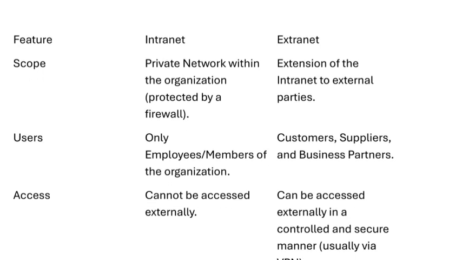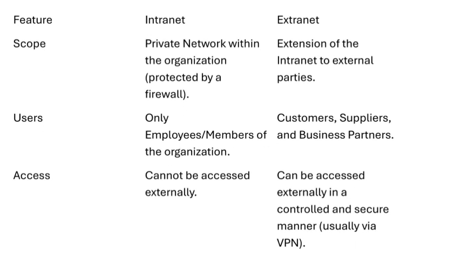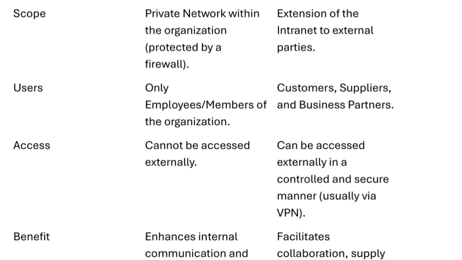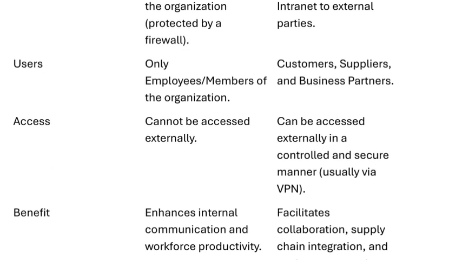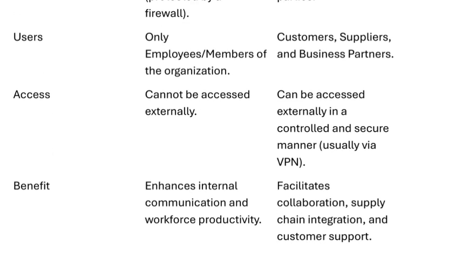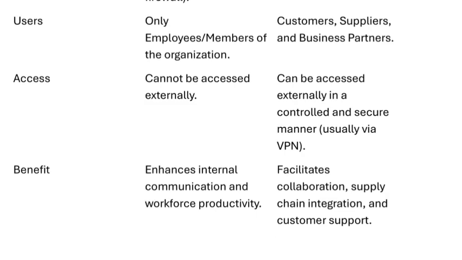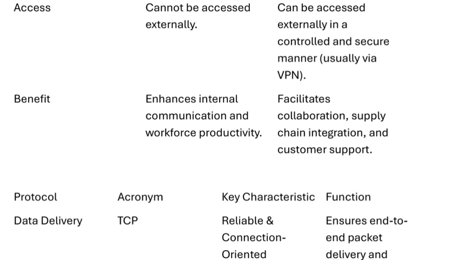Feature: intranet and extranet. Scope: an intranet is a private network within the organization, protected by a firewall; an extranet is an extension of the intranet to external parties. Users: the intranet is for employees/members of the organization only; the extranet is for customers, suppliers, and business partners. Access: the intranet cannot be accessed externally; the extranet can be accessed externally in a controlled and secure manner, usually via VPN.